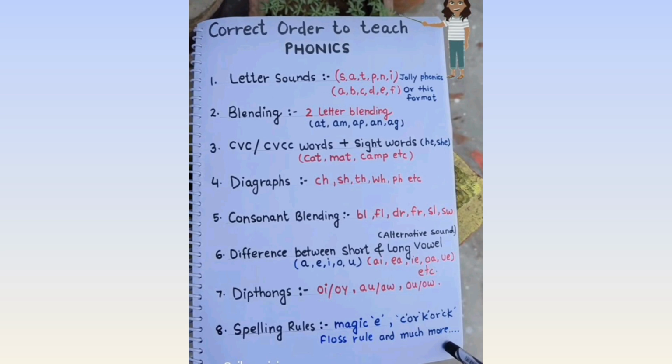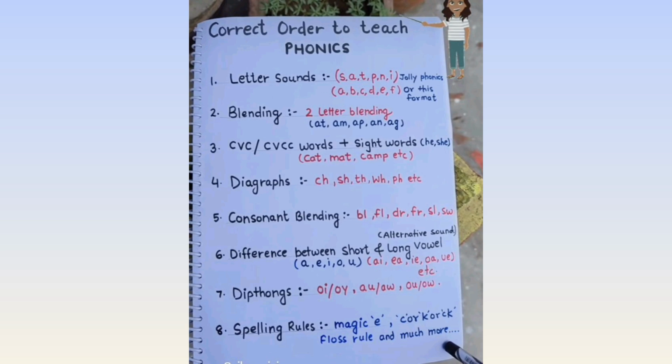So far we have taught our students the individual letter sounds, the Jolly Phonics groups, blending, segmenting, and the idea of CVC words or CVCC words. Now what is next? Next you will give them the idea of digraphs, consonant blending, short vowels and long vowels, when to read a vowel as short and when as long. Then you can give the idea of diphthongs, and then you introduce advanced level spelling rules.